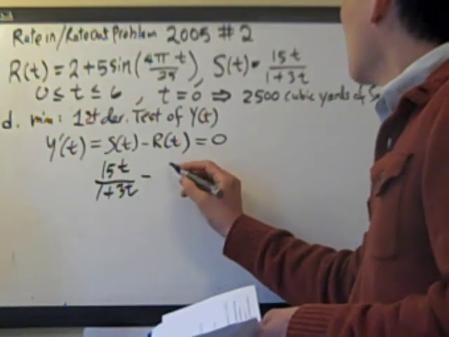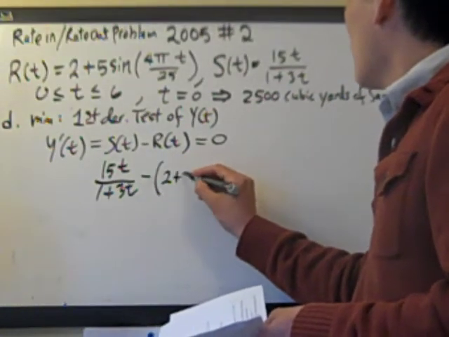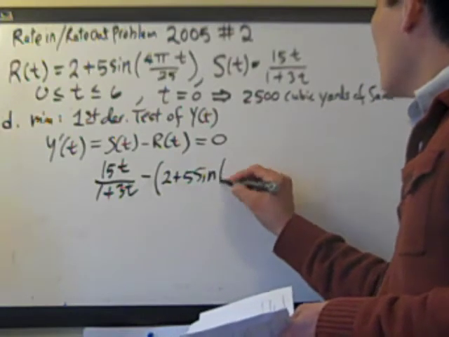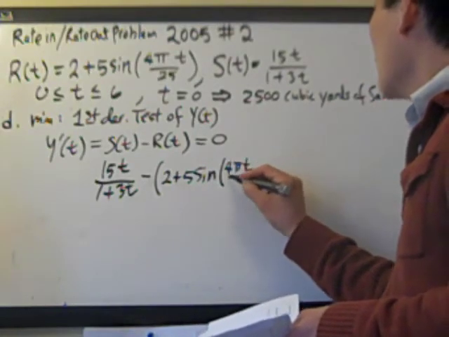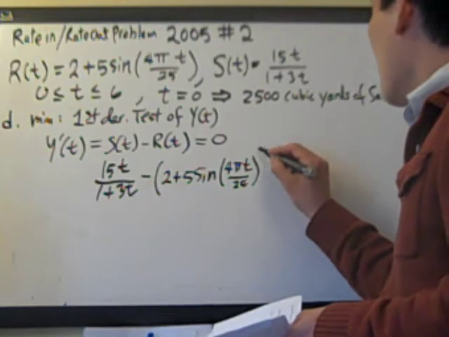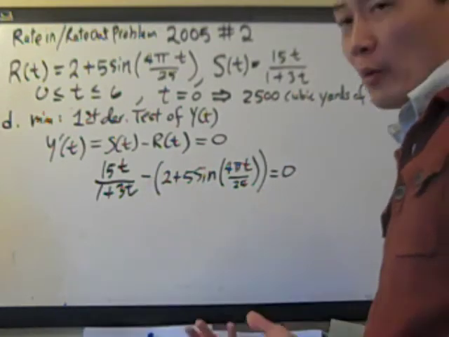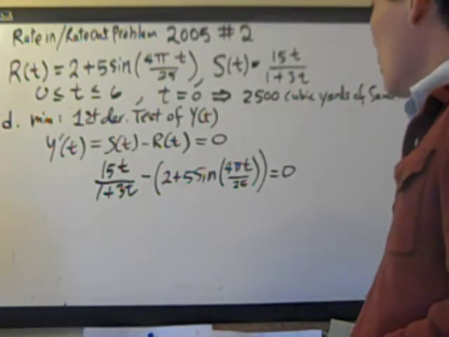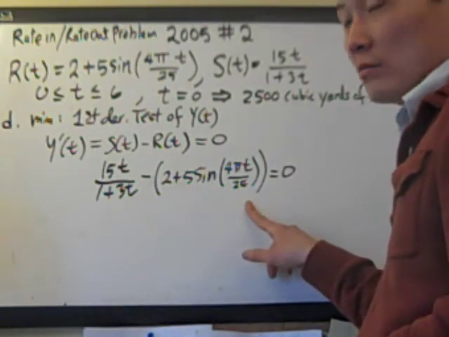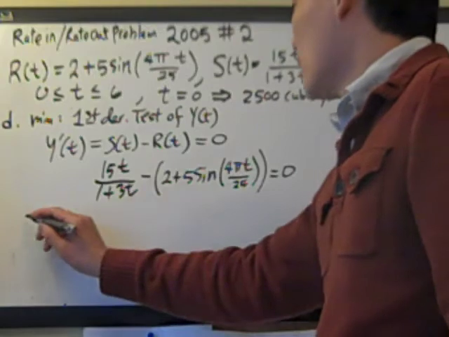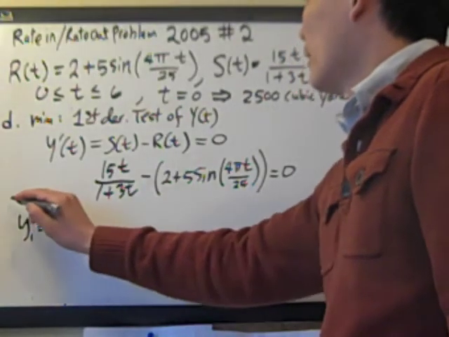Subtract 2 plus 5 sine 4 pi t over 25, and you want to set that equal to 0. A couple of ways you can do that. You can set this as y1 in your calculator.